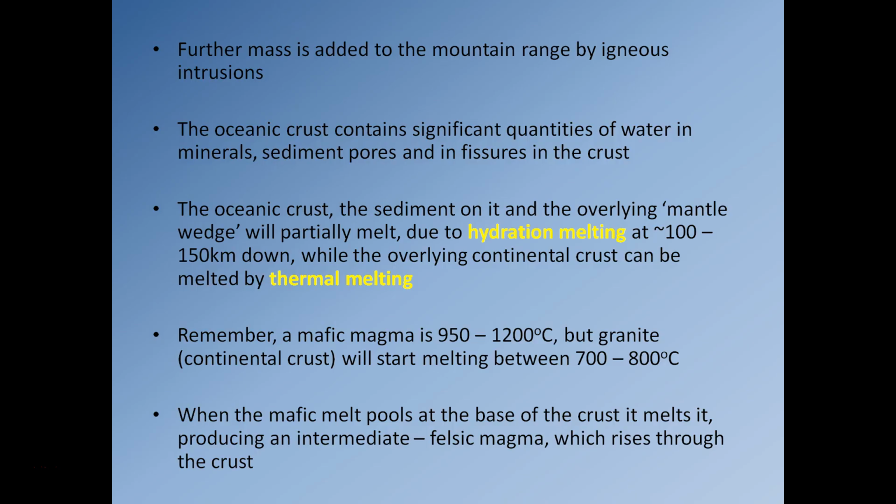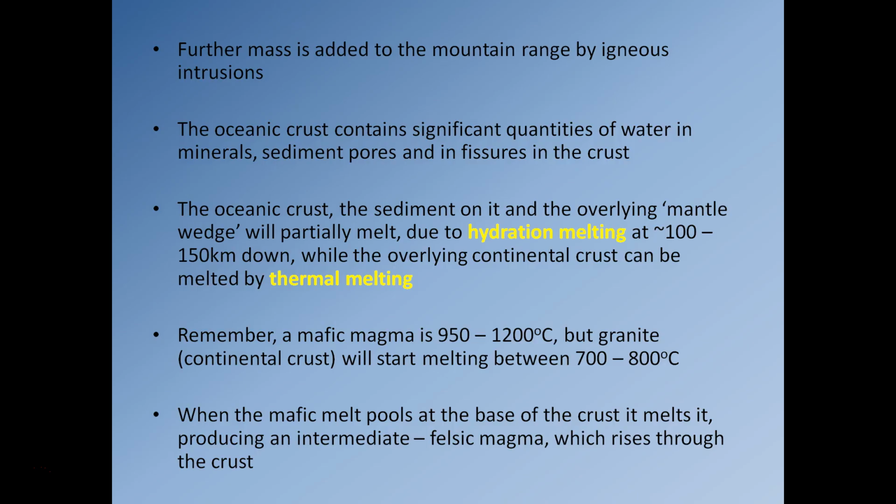Now, mantle rocks and water do not play well together, and so when you add water to a mantle rock, it causes the mantle rock to start melting. And so that's going to produce hydration melting, and that's going to produce a mafic magma. Now that mafic magma is going to be buoyant, and it's going to want to rise, and so it's going to rise up, and it's going to get stuck at the bottom of the continental or oceanic crust. And when it gets stuck there, it's going to start melting the continental or oceanic crust through the process of thermal melting.